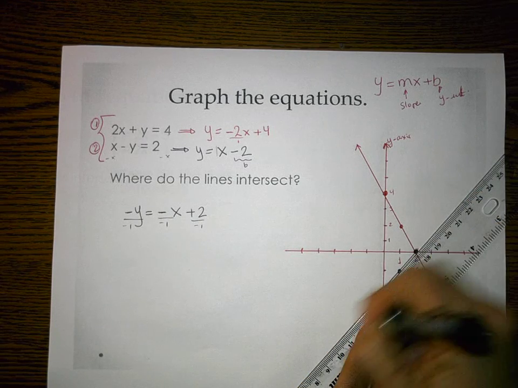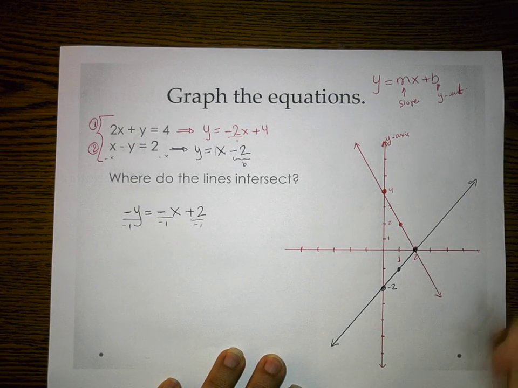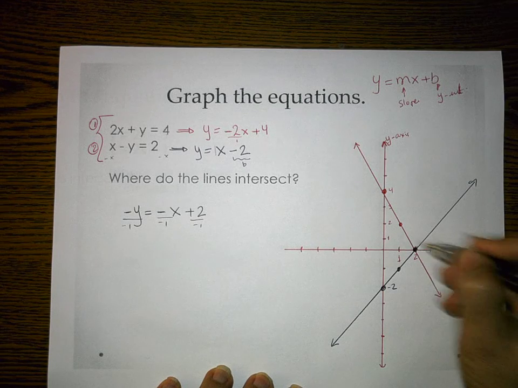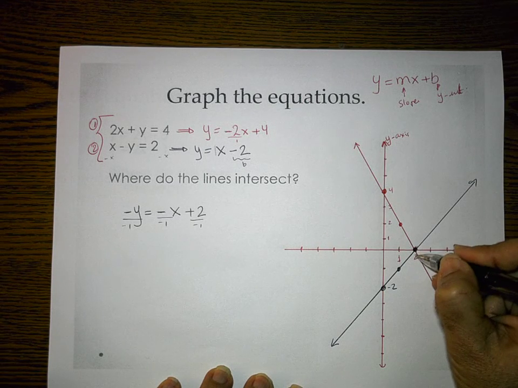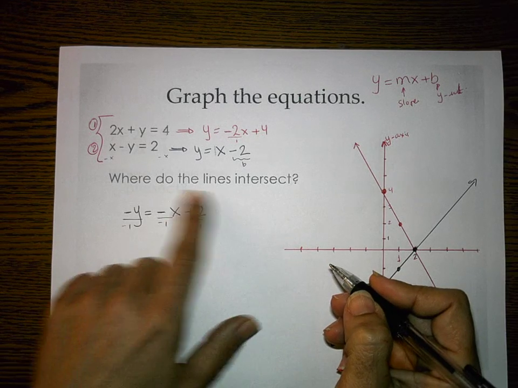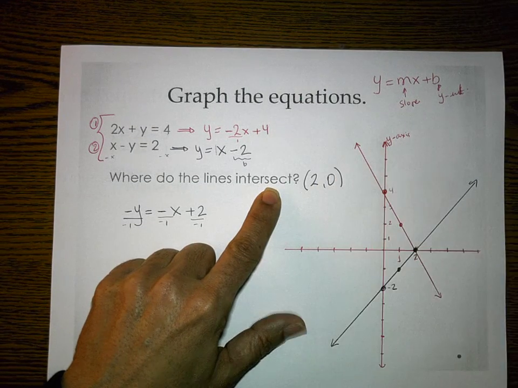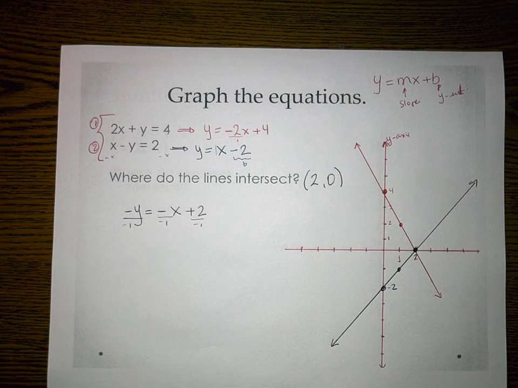And there's my other line. So there we go. They cross right here, both of these lines crossed at 2 for x and 0 for y. So where do the lines intersect? At 2 for x, 0 for y, at (2, 0). Okay? So if you want to check your solution, you can.